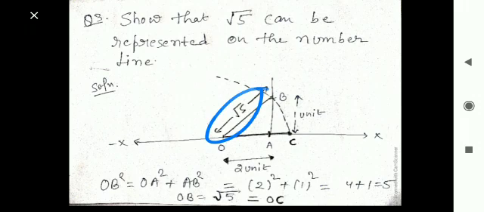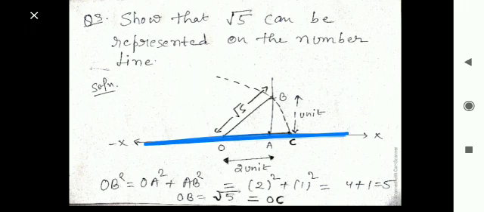Now what is the next procedure? In the next step we have to take O as a center and OB as a radius, and from this point we have to just mark a line. So whenever you take O as a center, and from the protector you take a mark here, you will get one mark on this x-axis. Whatever the mark is on the x-axis, that point is named as C here. So we can say that this OC will be of the value root 5. So we have represented root 5 value on this number line.